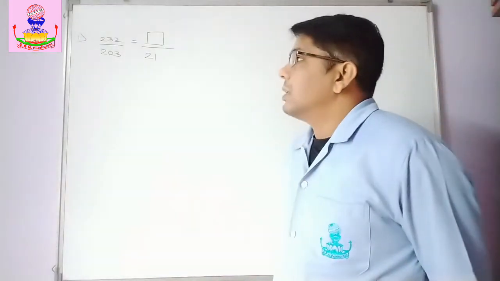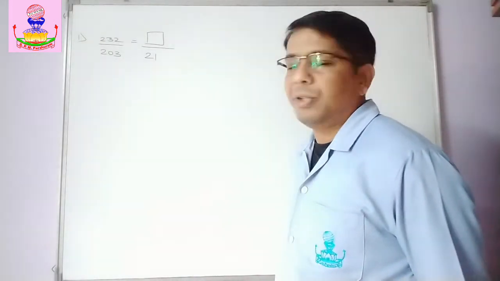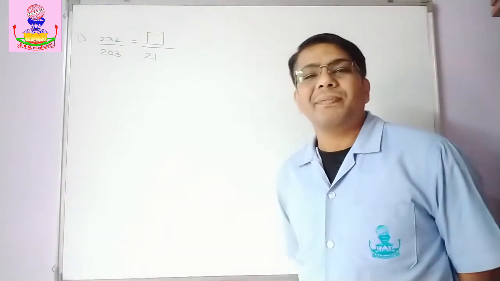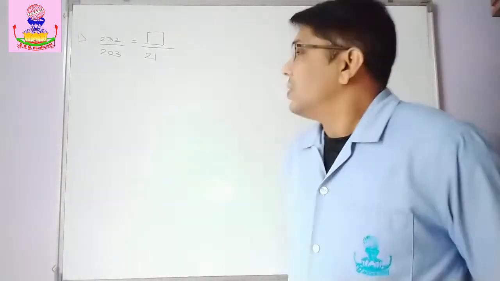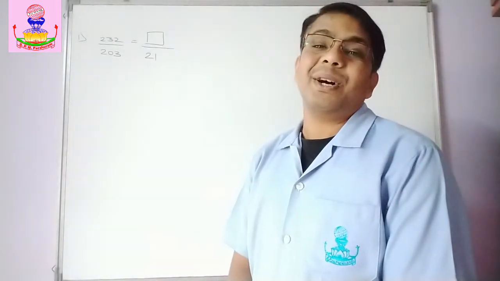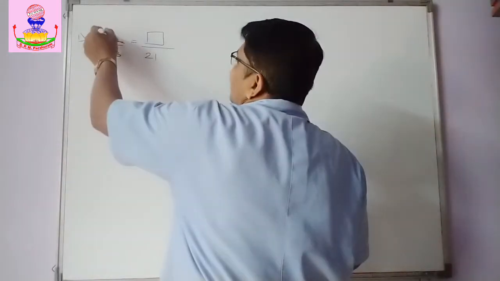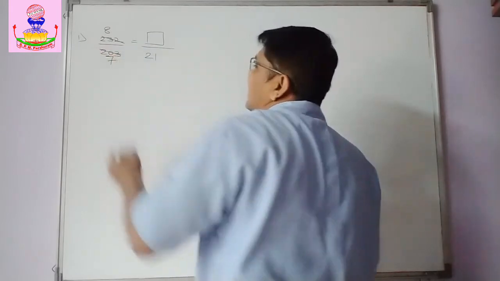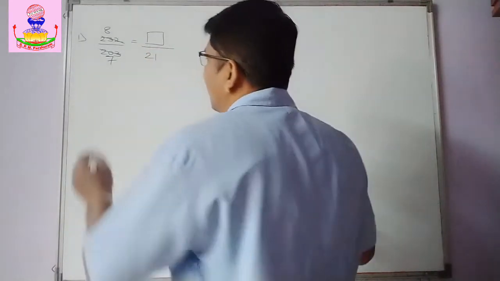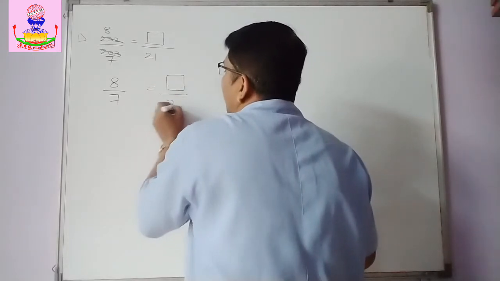Now see 11.3. First one, 232 upon 203 is equal to box upon 21. If you see, 203 does not come in the table of 21. So how to get it, right? Now, see this 232 and 203. They come in the table of 29. I know the tables. 29 8s are 232. 29 7s are 203. Now see, 8 upon 7 is equal to box upon 21.